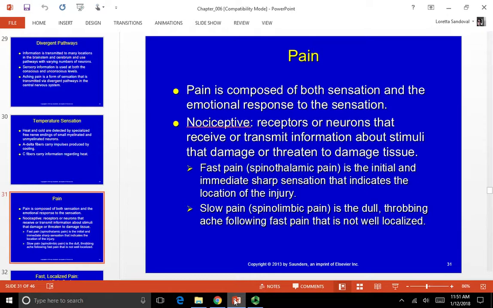So the nociceptive receptors are neurons that receive or transmit information about stimuli that threaten to damage or damage tissues. So it's not just damage, it's the threat of damage that can cause pain. So you can have pain without actual tissue damage. That's a really good thing to remember for physical therapy. So fast pain or spinothalamic pain is the initial immediate sharp sensation that indicates the exact location of the injury. Slow pain or spinolimbic pain is the dull, throbbing ache following fast pain that's not well localized because it goes in those divergent systems.